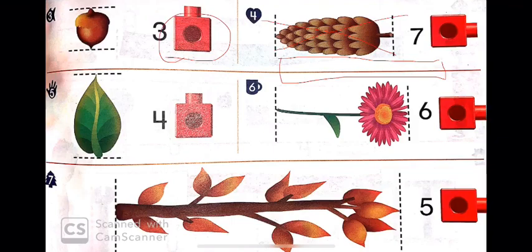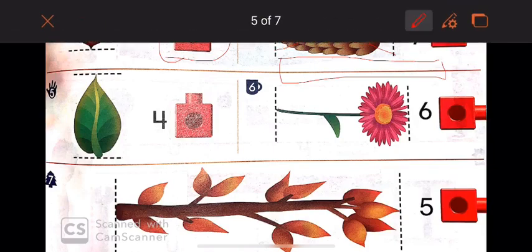Now, number 5, I have a leaf and 4 cubes. I will make a cube tower and then compare which one is taller. Which is taller? What do you think? The leaf or 4 cubes? Of course, the 4 cubes.